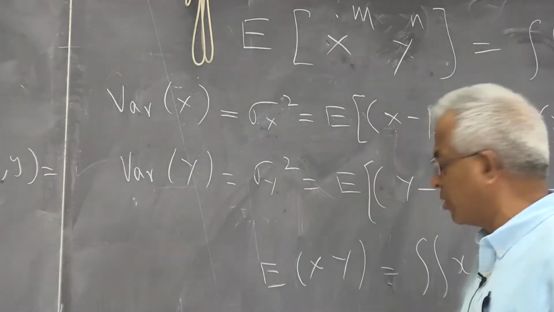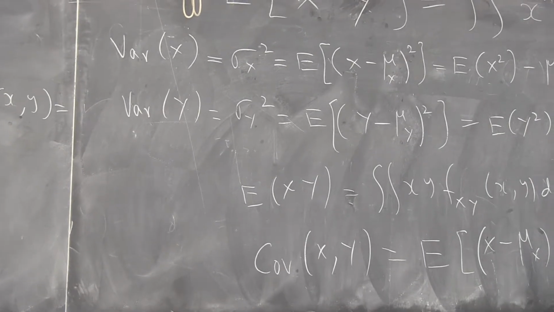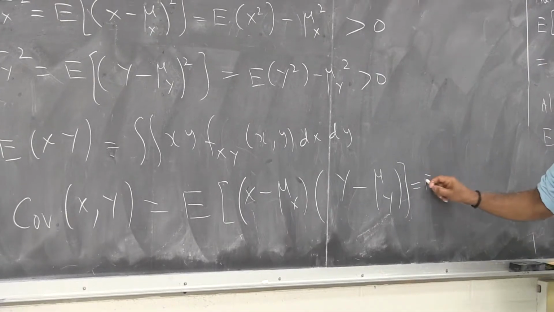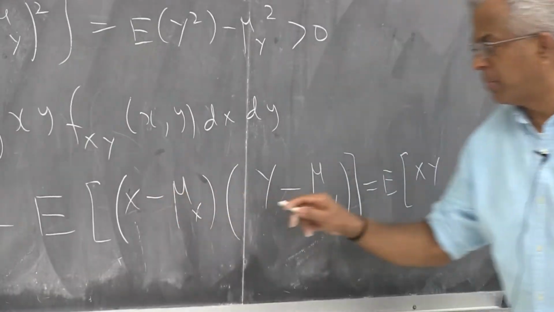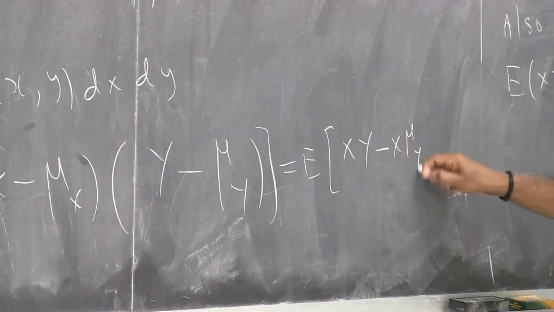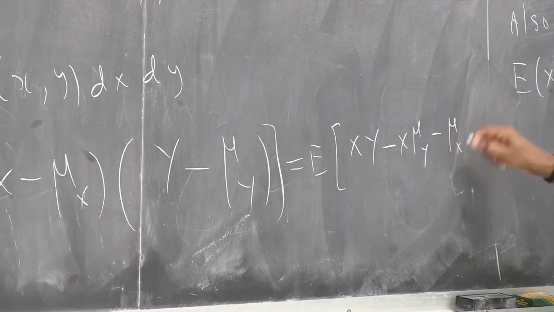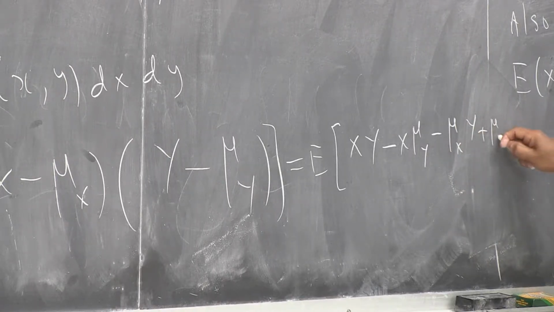So here in this notation, if I put x equal to y, now this is simple algebra. Let's expand this. How many terms are there? 4 terms, right? Look at here. What are the terms inside? Expected value of x multiplied by y minus x multiplied by mu y minus mu x multiplied by y plus mu x mu y.